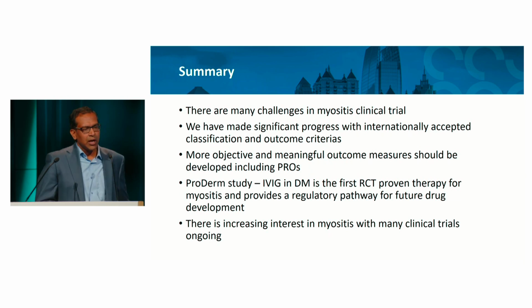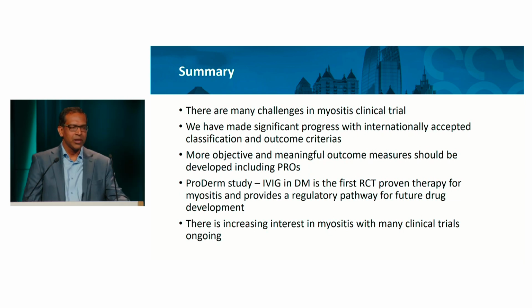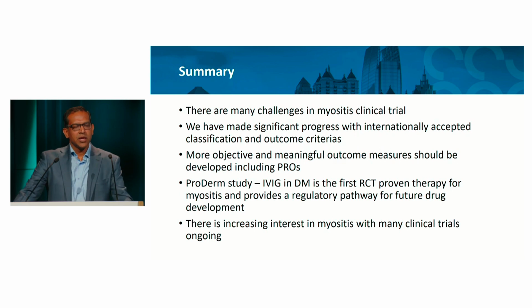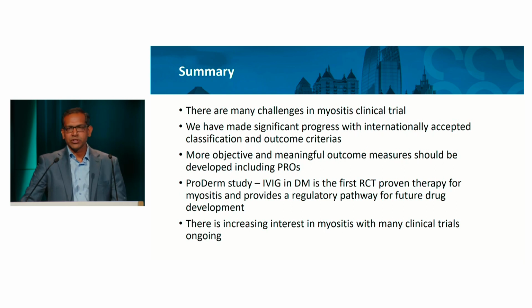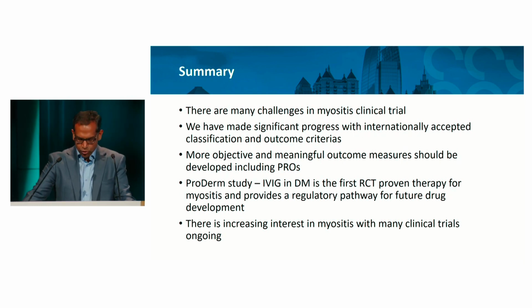So to summarize, there are many challenges in myositis clinical trials. We have made significant progress and have internationally accepted classification and outcome criteria. We still need to develop more objective and meaningful outcome measures for our patients, including PROs. The ProDERM study was the first randomized controlled trial that led to a regulatory pathway and precedence, or proof that we can develop drugs and get the drugs approved. And also there's increasing interest in myositis with many clinical trials ongoing. With that, I would like to thank you and open the floor to any questions.